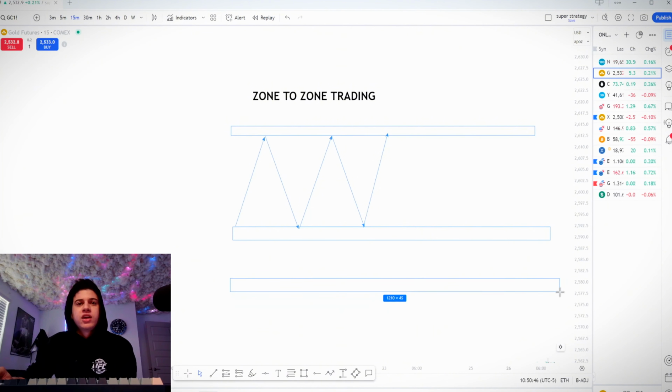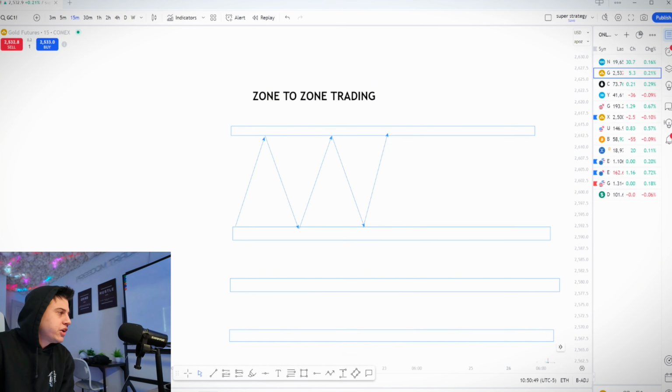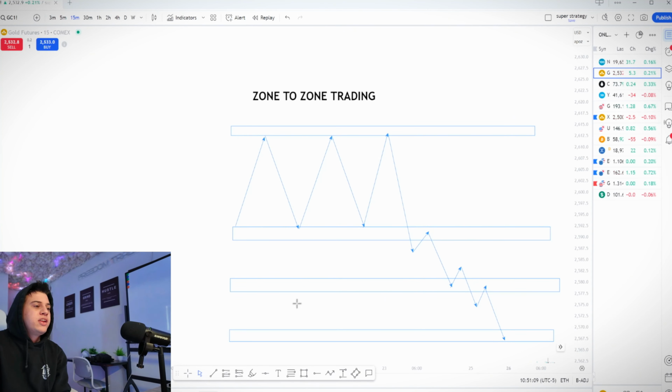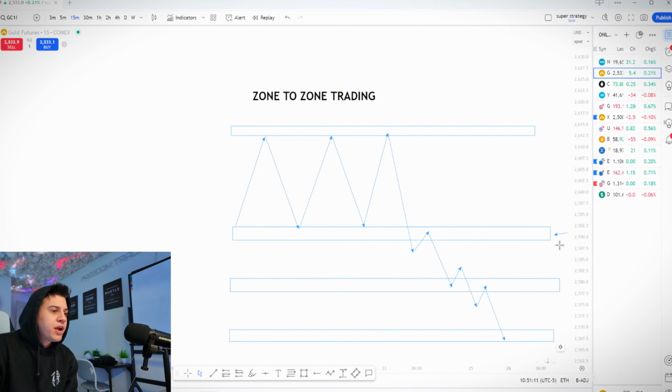You're going to have zones down under here. You're going to have zones down under here. So once price comes down and breaks this zone, most likely price is going to come up to this zone and then reject and come down to this zone. And then maybe, you know, bounce here, then come down and break it, then reject from this zone and then come down to this zone. So this is the whole idea of zone-to-zone trading, that once you break a zone, you're going to come down to the next zone. And when you break that zone, you're going to come down to the next zone.